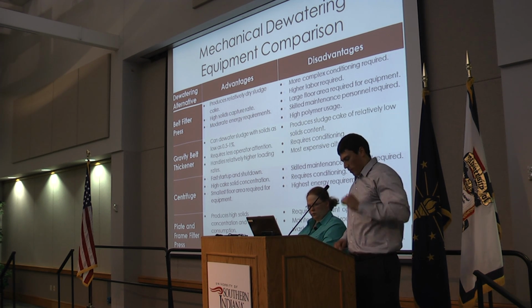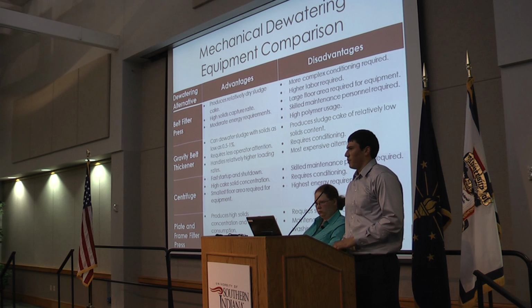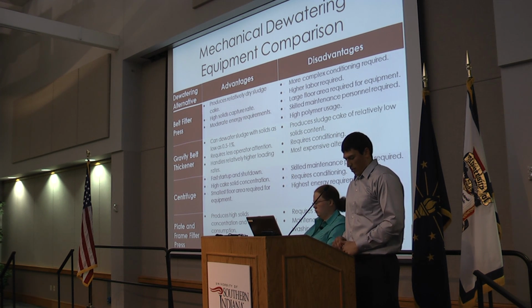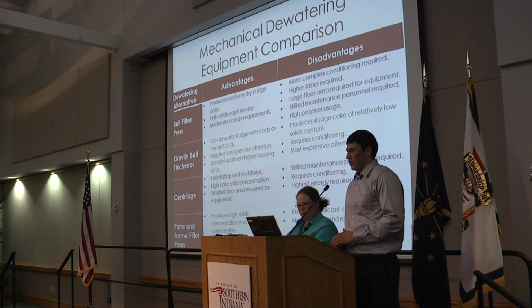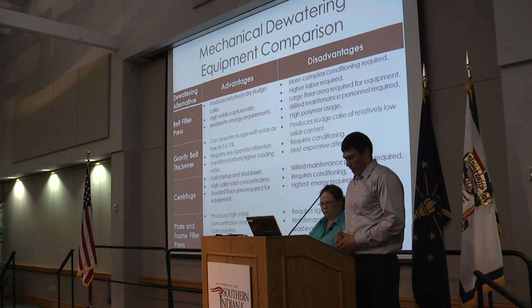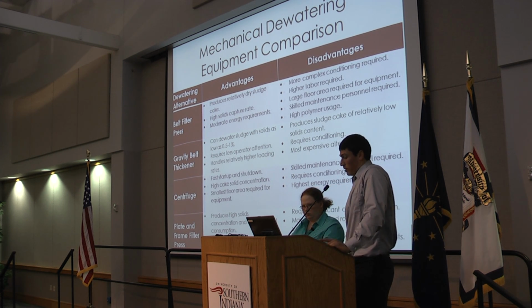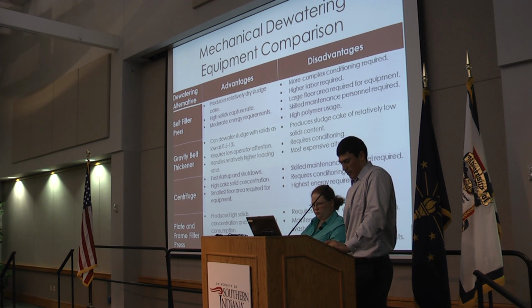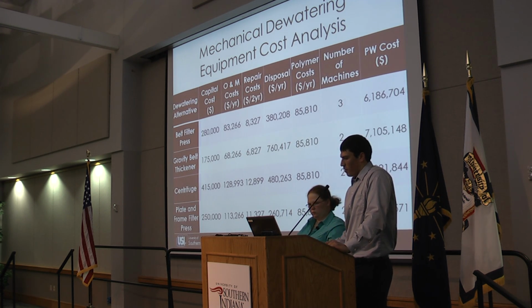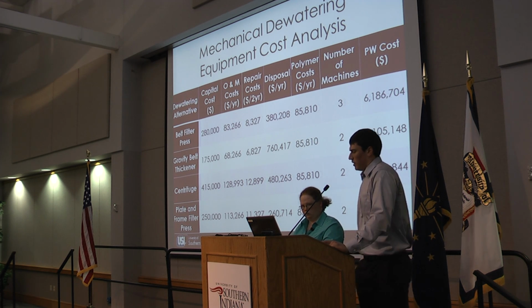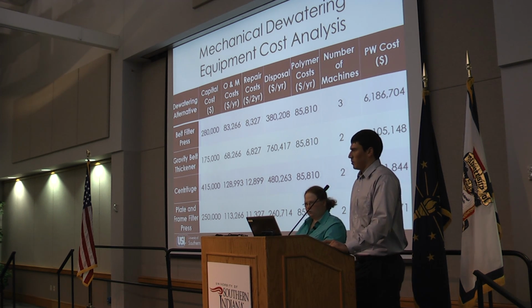Also, the centrifuge and belt filter press produce similar cake yield, 12 to 35%, and they also require similar amounts of polymer usage, but the centrifuge can handle higher loading rates, but it also requires the highest energy costs. Gravity belt thickener was the most expensive alternative in our present worth analysis, but it also produces the lowest cake yield. So here's our present worth analysis that we did over a 10-year lifetime at 6% annual interest.